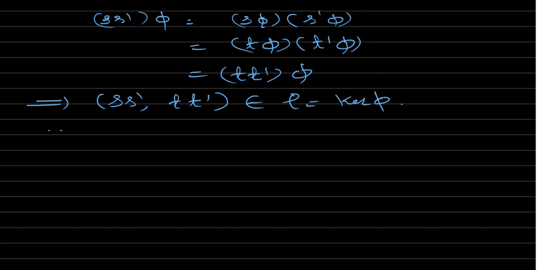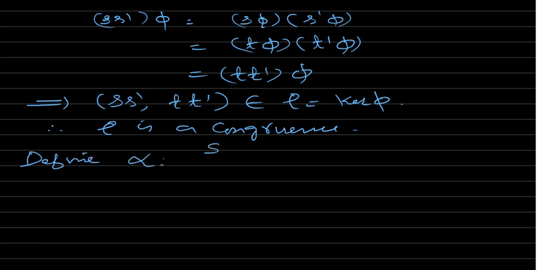Therefore rho is a congruence. This was the first part. Now we need to show that there is a monomorphism alpha from S over kernel of phi, that is S over rho, to T. Let's define alpha: let's take the rho class, and its image under alpha.